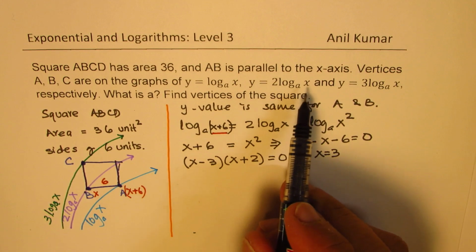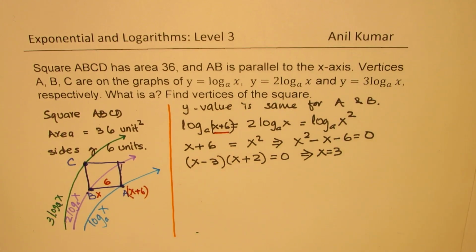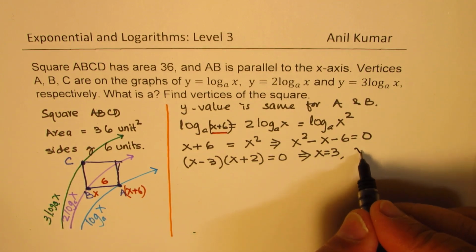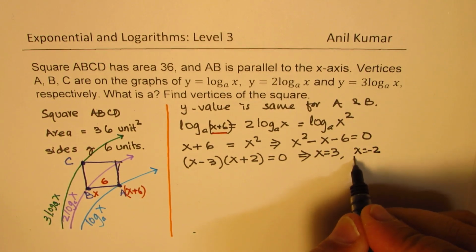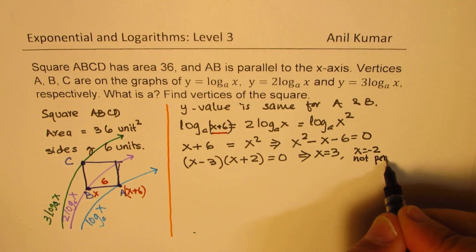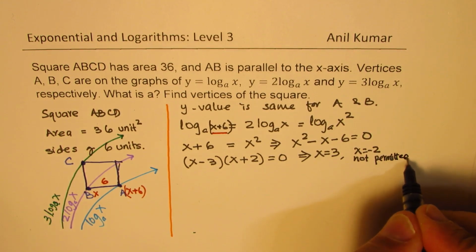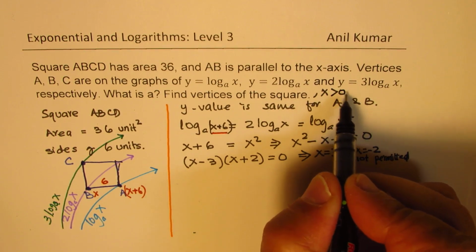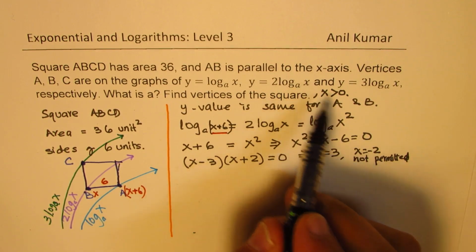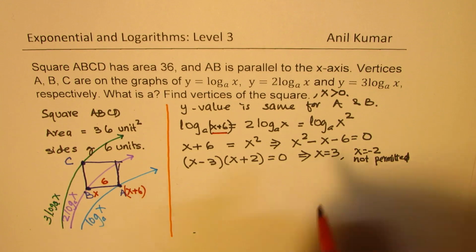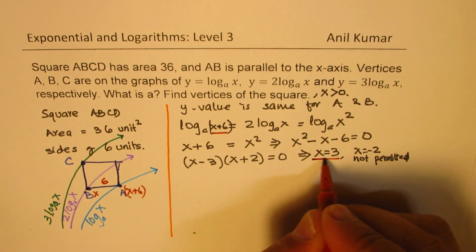Now, in our function, x has to be greater than 0, so x equals 3 becomes the right value. We know x equals minus 2 is not permitted, since in this function, x has to be greater than 0, correct? Since it is log to the base a of x, we cannot take a negative value. So we have found a value for x at least, x equals 3.